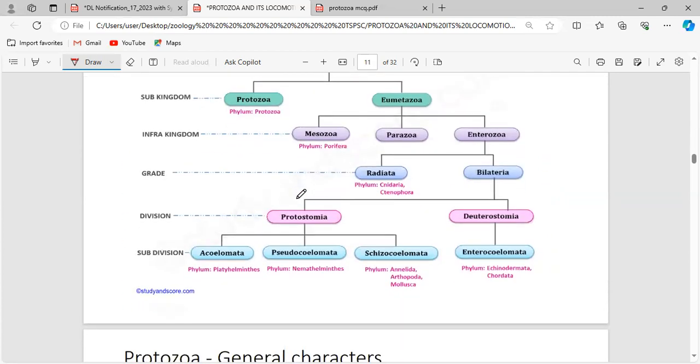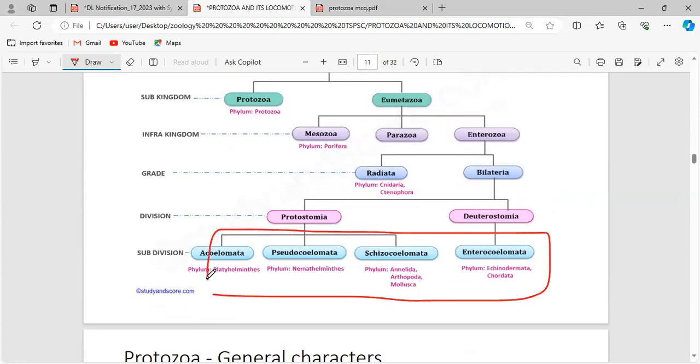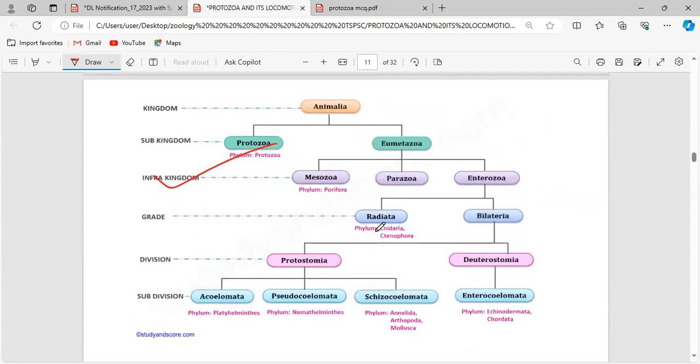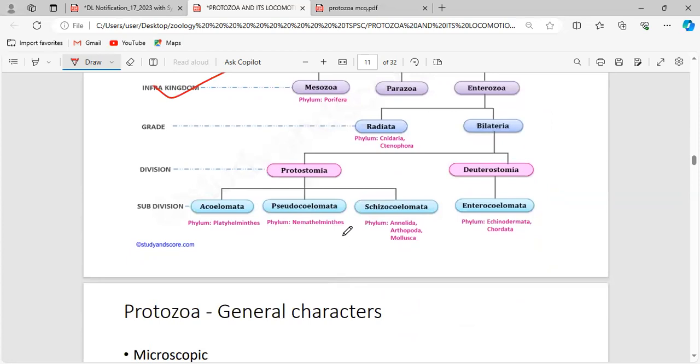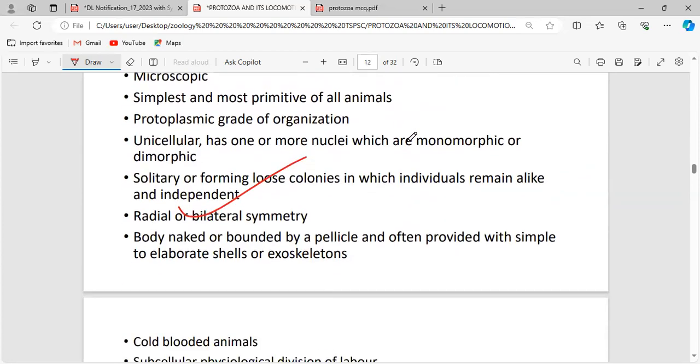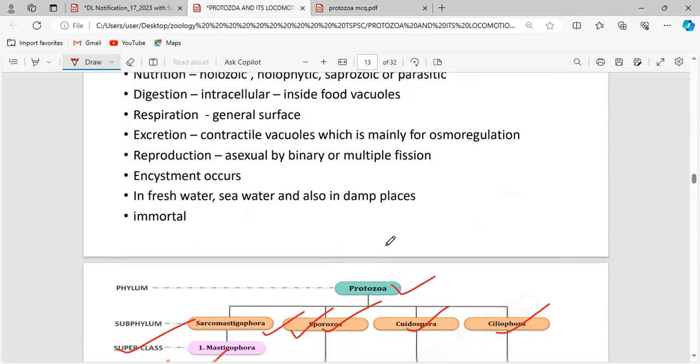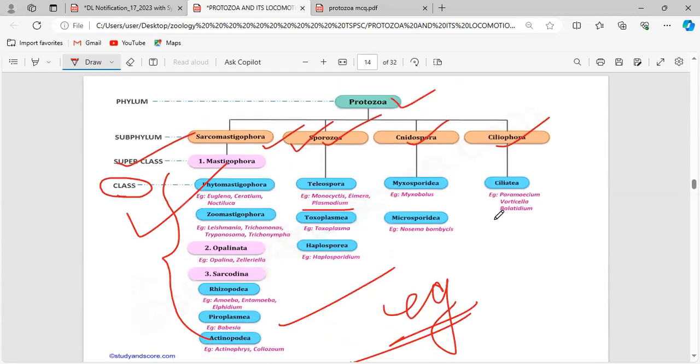Now, okay, you have to read. I can ask the phylum, for example, but I think you won't remember. So you have to read this classification and which phylum is placed under which category. You have to read this. Okay, these are all about.